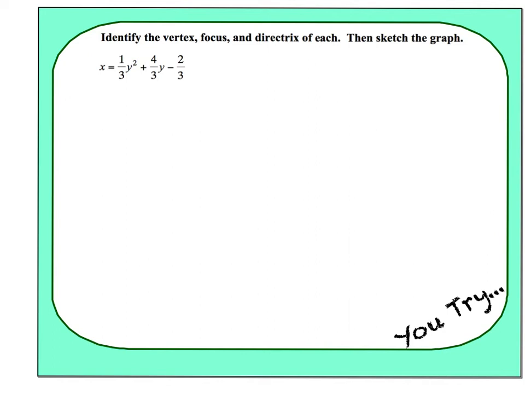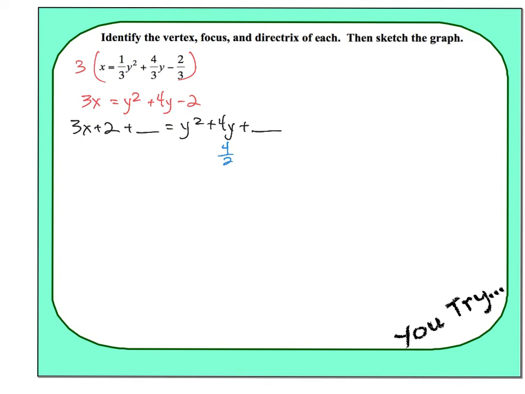So now I have x is equal to 1/3 y squared plus 4/3 y minus 2/3. What would I suggest you do first? Multiply everything by 3. Go. Help me out. Here we go. Okay, so I took b and I divided it by 2 and then I squared it. So I added 2 to both sides.